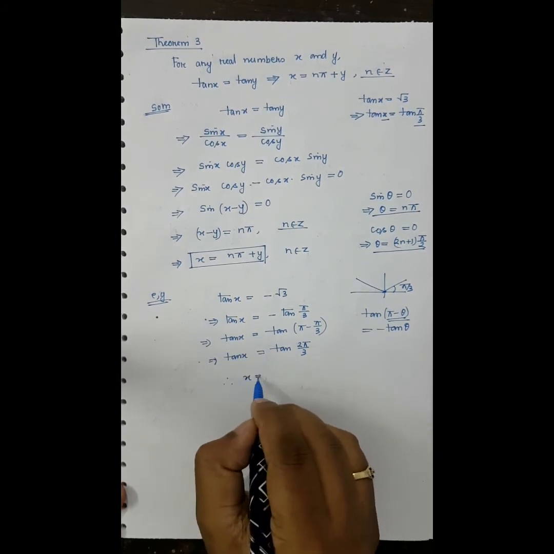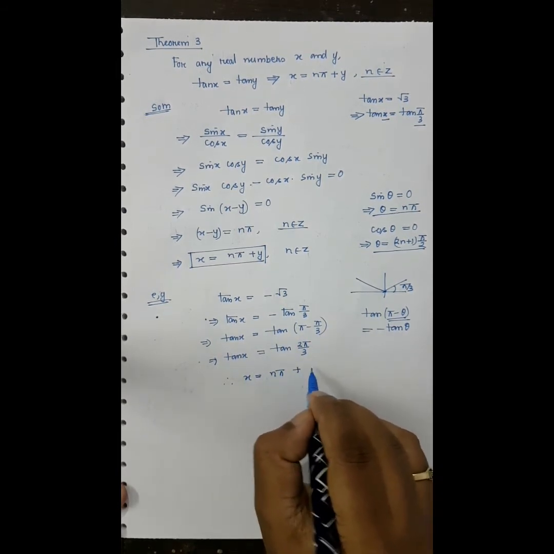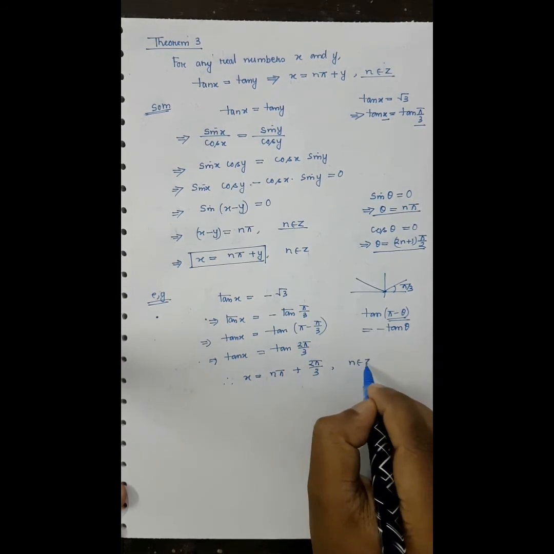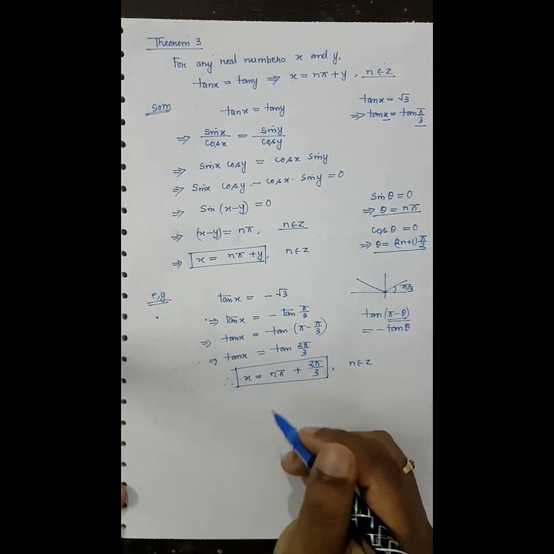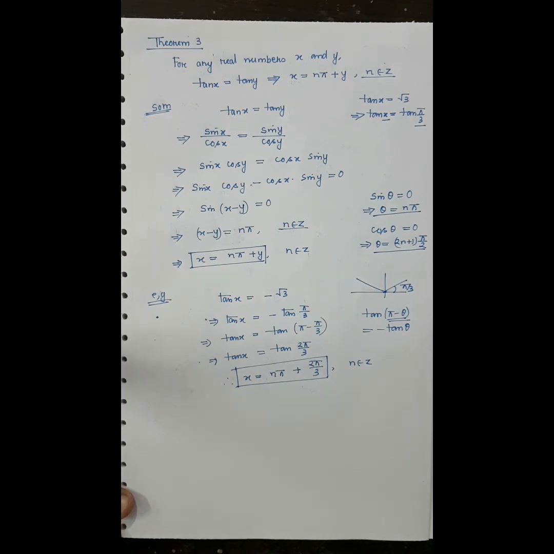Now if I use the formula here, it will be x equal to n pi plus y, which is equal to 2 pi by 3, where n belongs to Z. This is your general solution for this trigonometric equation. Okay, this is number 3.